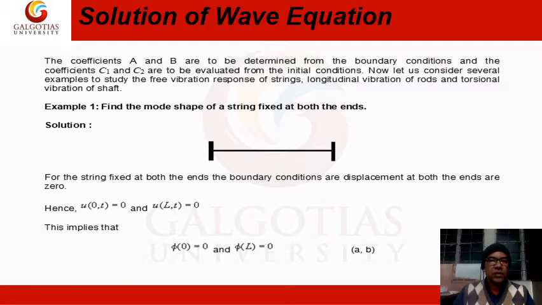Now let us consider several examples to study the free vibration response of the string, longitudinal vibration of a rod, and torsional vibration of a shaft. First, let us find the mode shape of a string fixed at both ends. For the fixed ends, the displacements at both ends are 0, so u(0,t) will be 0 and u(l,t) will be 0. This implies that phi(0) is 0 and phi(l) is 0. These are the boundary conditions, and using them we can solve the equation.